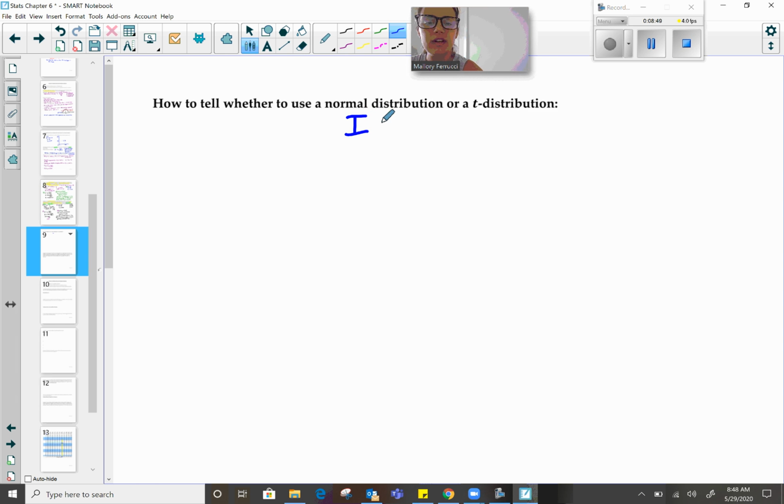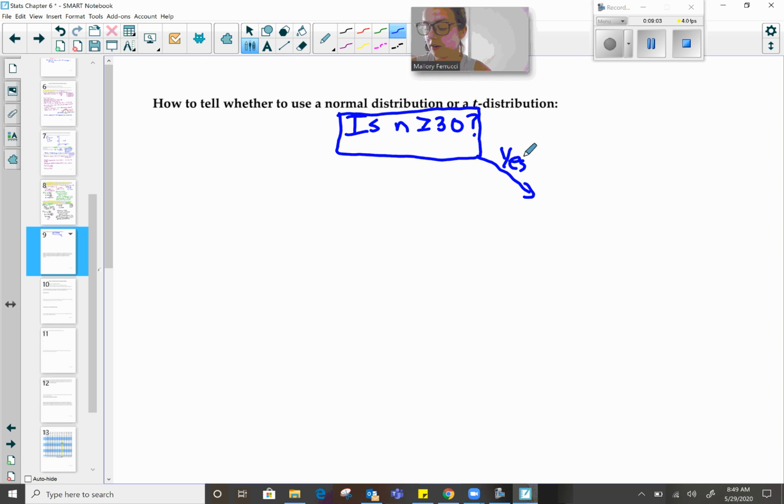So the first question you're going to ask yourself is, is n greater than or equal to 30? Okay, and we're just going to stick to the yes side first. There is going to be a no, but we're going to stick to the yes side first, because there's a lot more on the yes side. So then you're going to ask yourself, is sigma known? So do we have that population standard deviation?